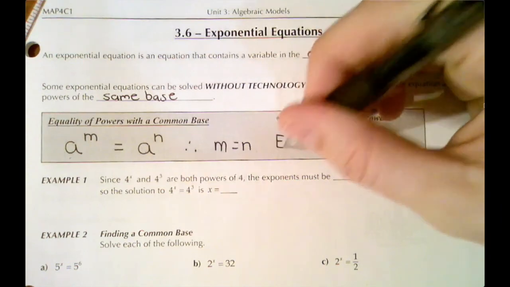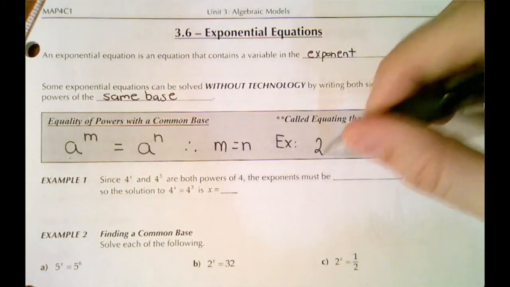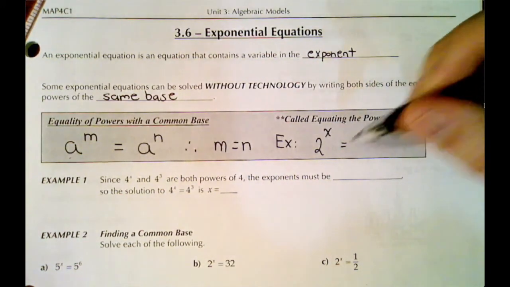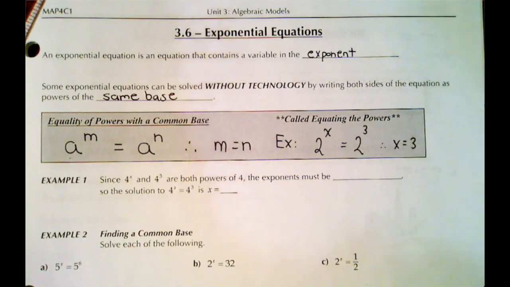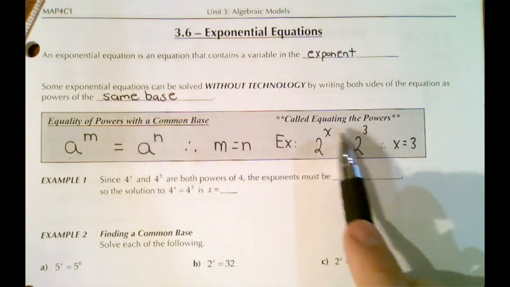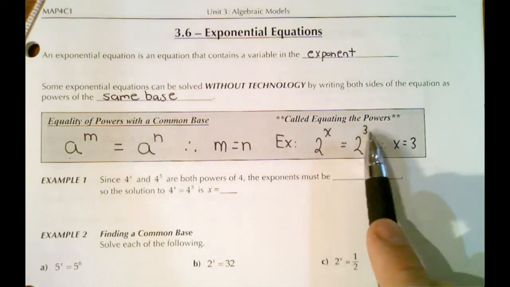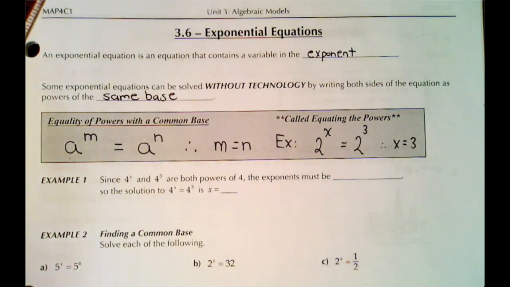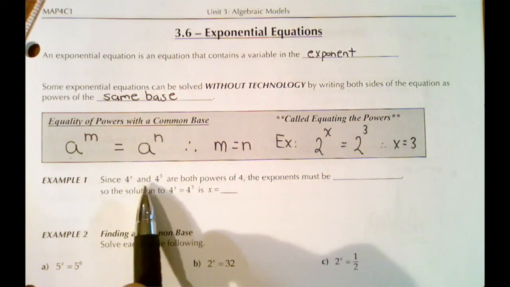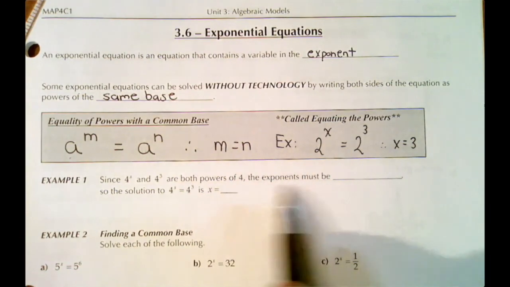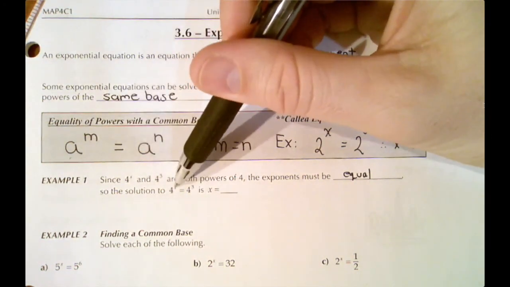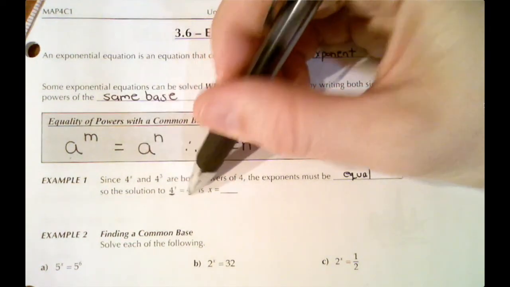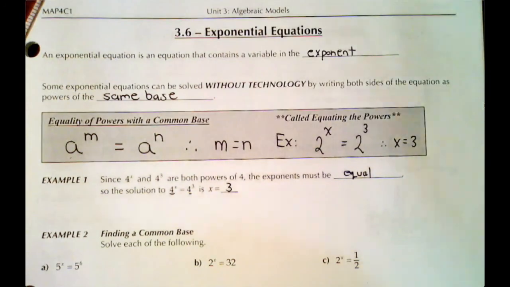So for example, if we had 2 to the exponent x, and we wanted to find x, and it was set equal to 2 to the exponent 3, well then, it's pretty clear that x has to be 3. If these two things are equal, well, the bases are already equal, so that means the exponents must also be equal, which means x must be 3, equating the powers. So since 4 to the exponent x and 4 to the exponent 3 are both powers of 4, the exponents must be equal. So the solution to the equation 4 to the exponent x equals 4 to the exponent 3, the bases are already the same, is x must be 3. And we're going to take advantage of this concept when solving for exponents.